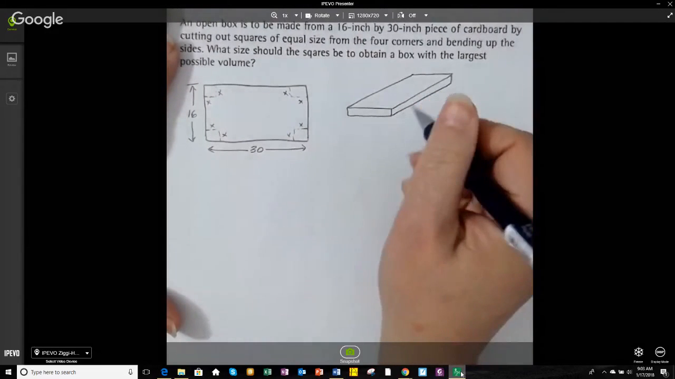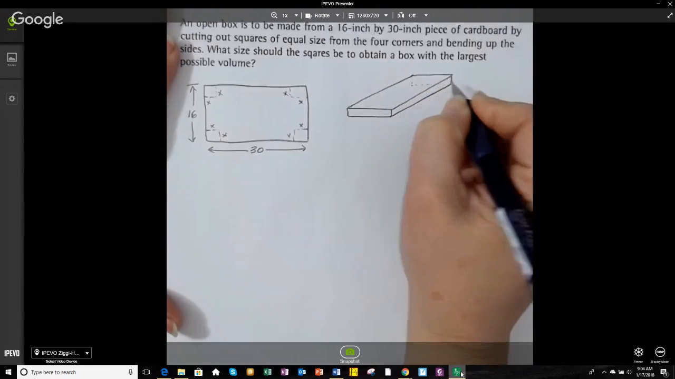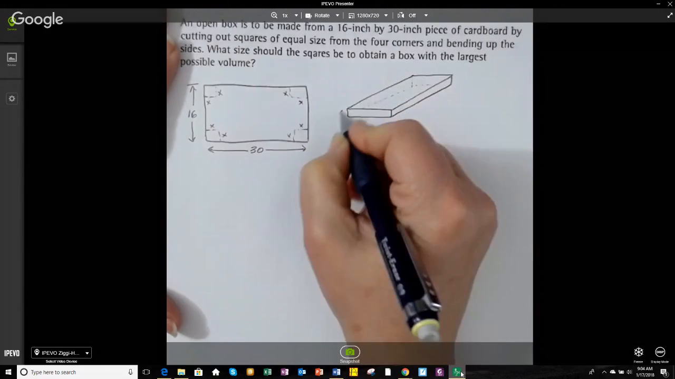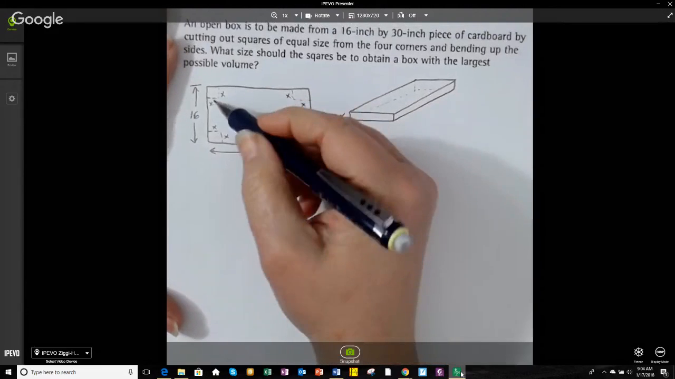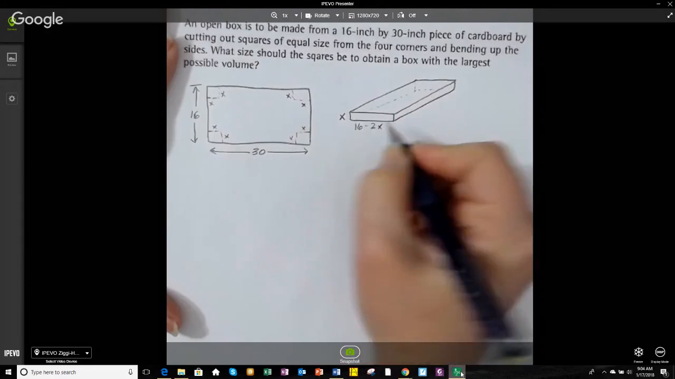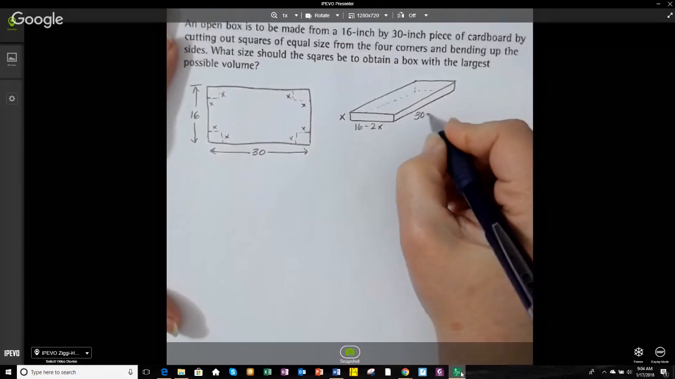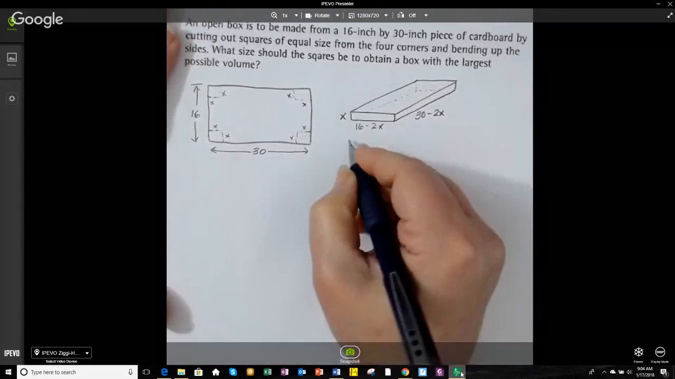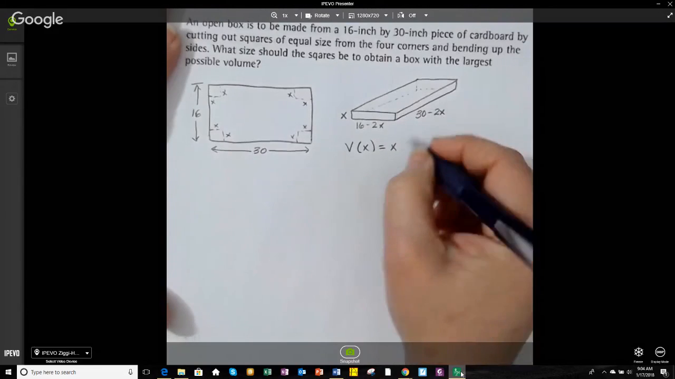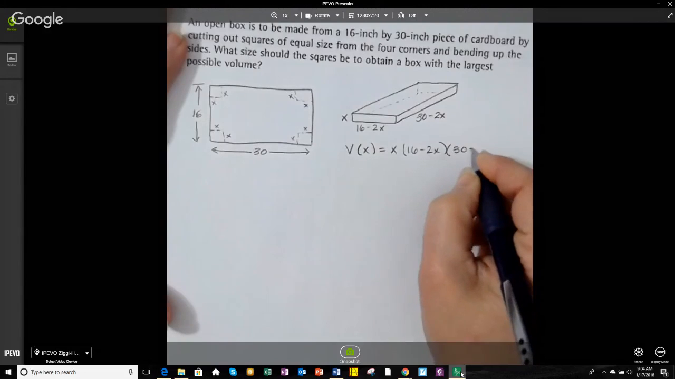All right, so if I was trying to find the volume of this box, because this is going to be the inside here, the volume of this box is going to be X by, this is the short side, and this is going to be 16 minus 2X. And this long side here is going to be 30 minus 2X. And so the volume of our box is going to be length times width times height, which will be X times 16 minus 2X times 30 minus 2X.